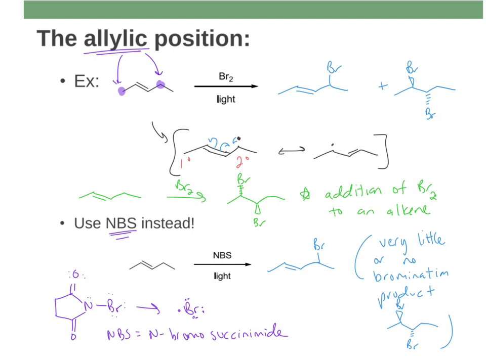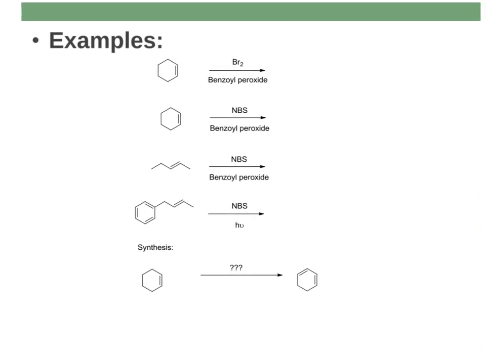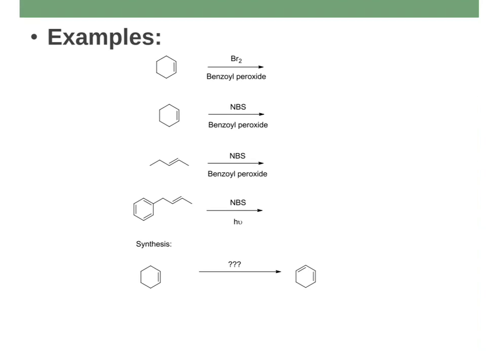Now let's take a look at a few examples using NBS. If I take this cyclohexene and I add Br2 and some peroxides, in this case benzoyl peroxide as my initiator, again, the idea is that I'm going to get the product that I want.